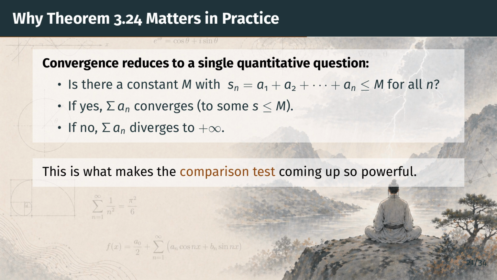This reduction is what makes the comparison test, coming up in the next section, so effective. We no longer need to compute the sum exactly. We only need to bound the partial sums above by a series we already know is convergent. Hence the chapter's central strategy: catalog a few known convergent series and use them as yardsticks.